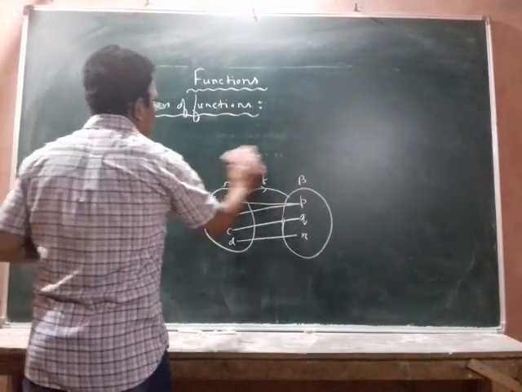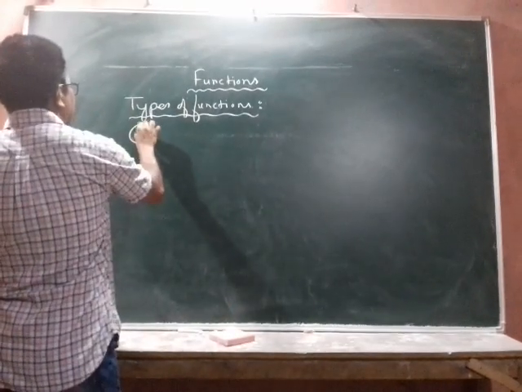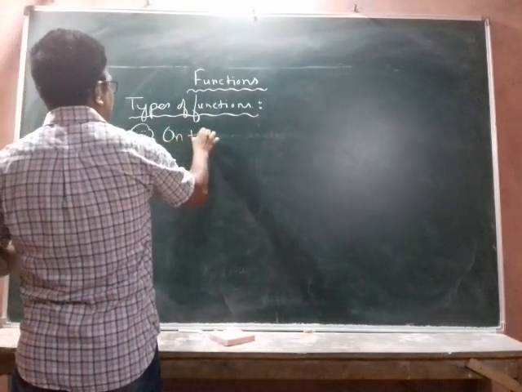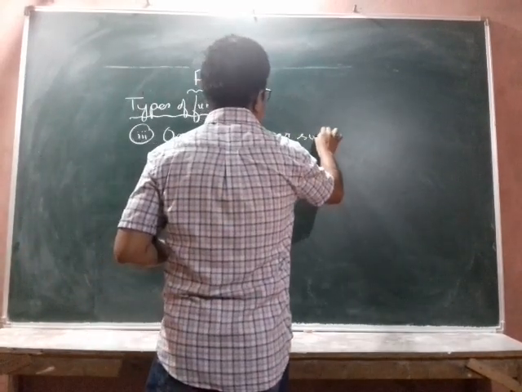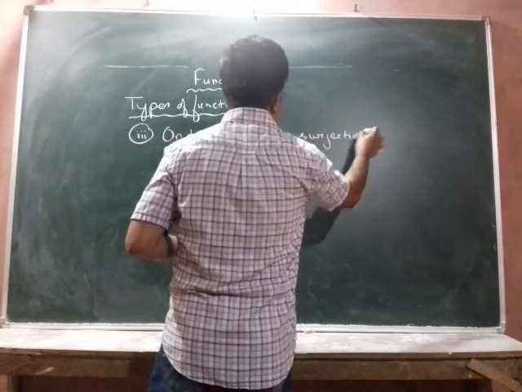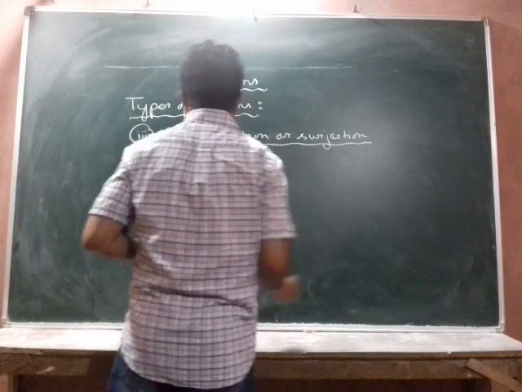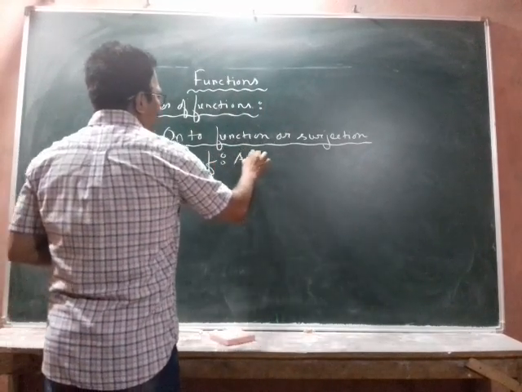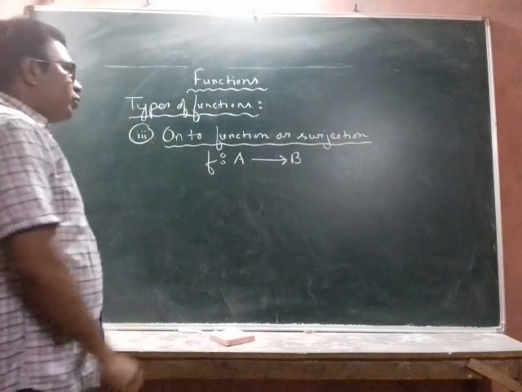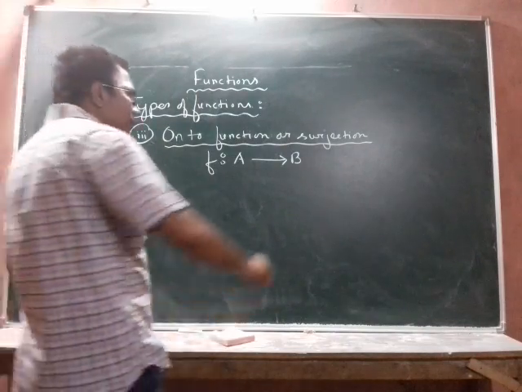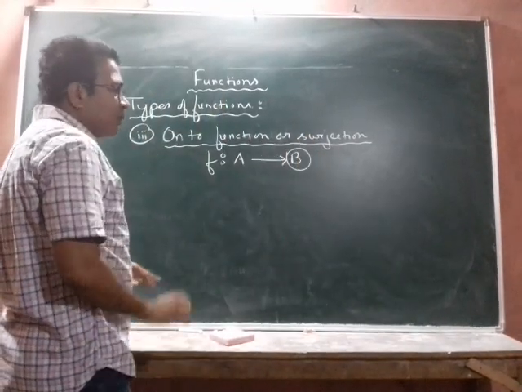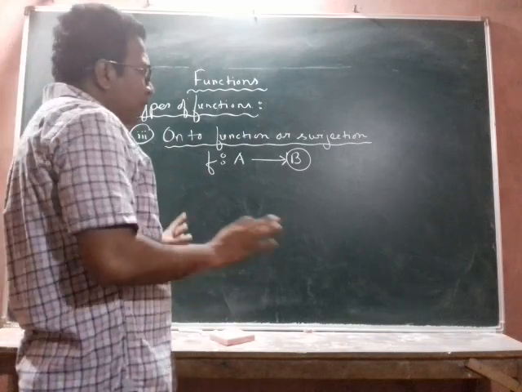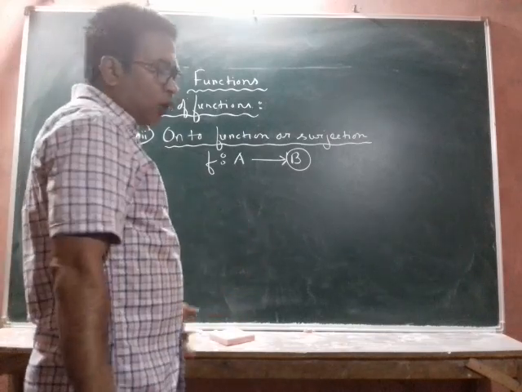Next one is number 3. This is onto function, or surjection. Okay, a function f from A to B is said to be a surjective or onto function if each and every element of the set B is an image. That means no element should be left in the codomain. So every element of codomain is an image of some element of the domain.